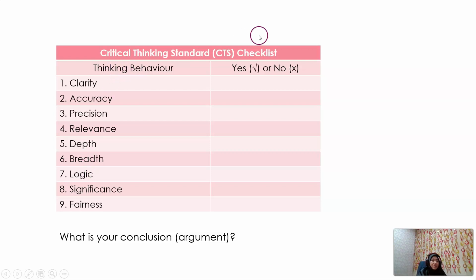So this is a checklist. What is your conclusion or argument? So let's say you say that the article is not that, so you just mark X. And then let's say the article is not fair, it is only from one side. So at the end, you can see how many are right, or how many correct, or how many positive. And then you make your own conclusion or argument.